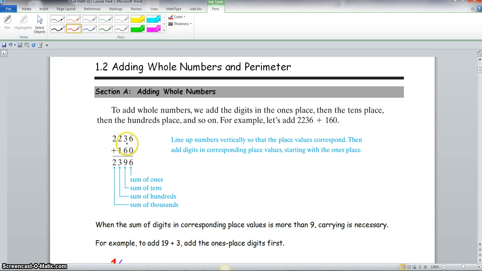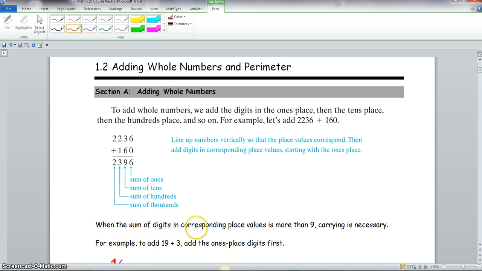Now we have to line them up according to their place values, and we line them up vertically. So we have the ones place, tens place, hundreds place, and thousands place. And then we add 6 plus 0 is 6, which is the sum of the ones. 3 plus 6 is 9, which is the sum of the tens. 2 plus 1 is 3, which is the sum of the hundreds. And then we bring down our 2, which is the sum of the thousands.